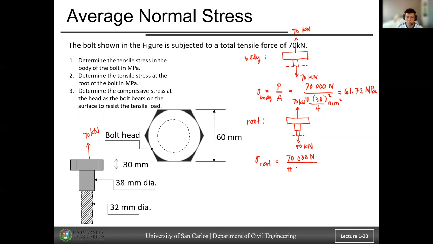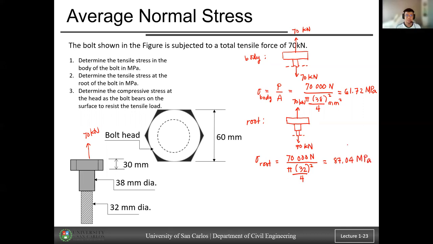So pi d squared over 4, that's the area of the circle. So that would be the stress in the root of the bolt. 87.04, sir. 87.04 megapascal.